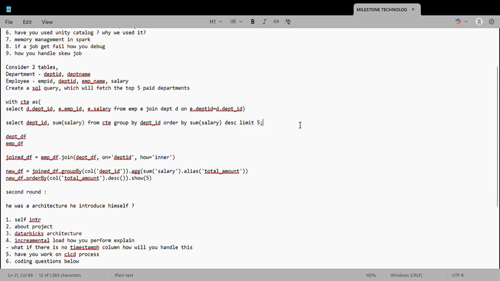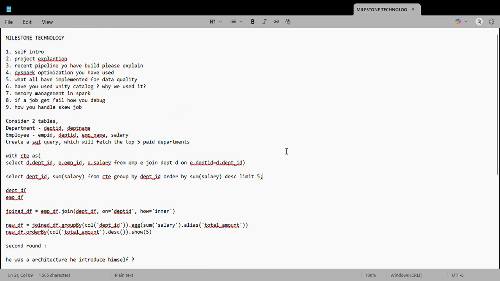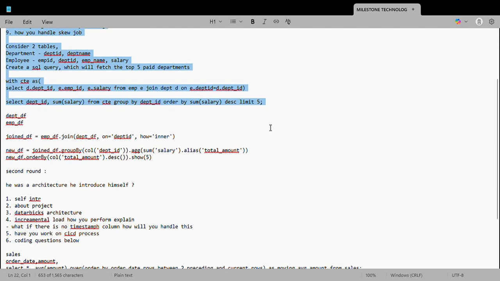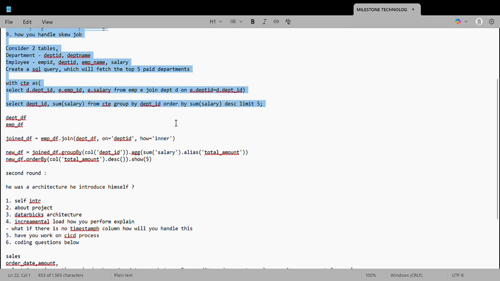I hope this is clear for round one. After this, on the same day, I got a call from the recruiter or HR for the next round. That was for the second day. Sorry, there is a part left in this round.